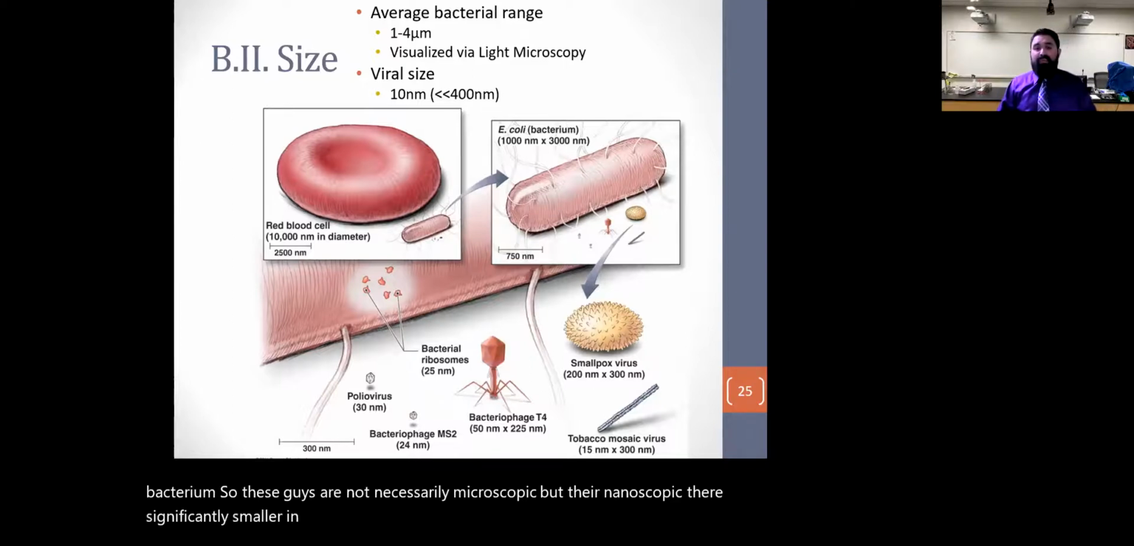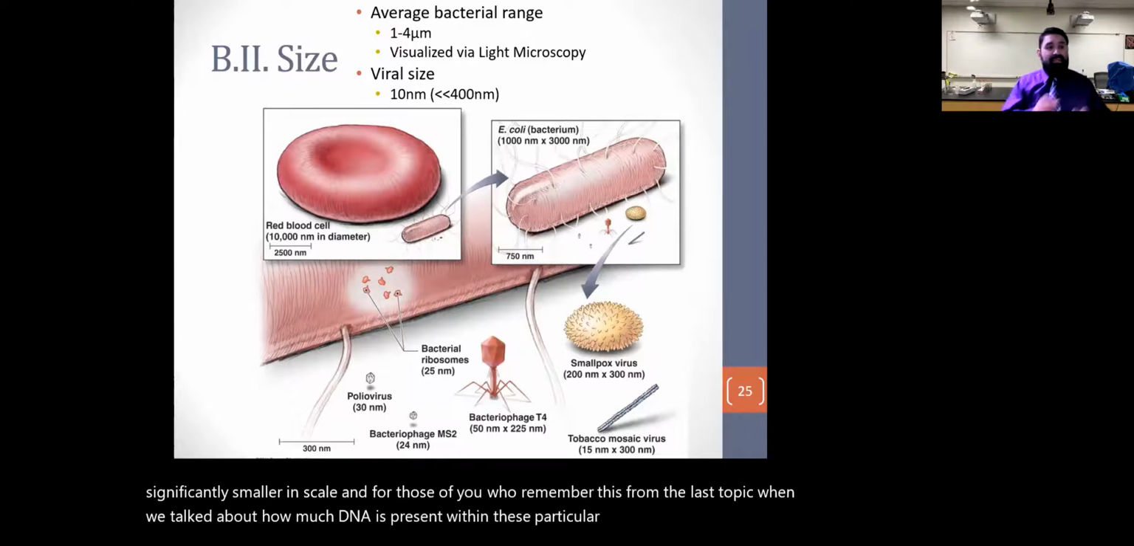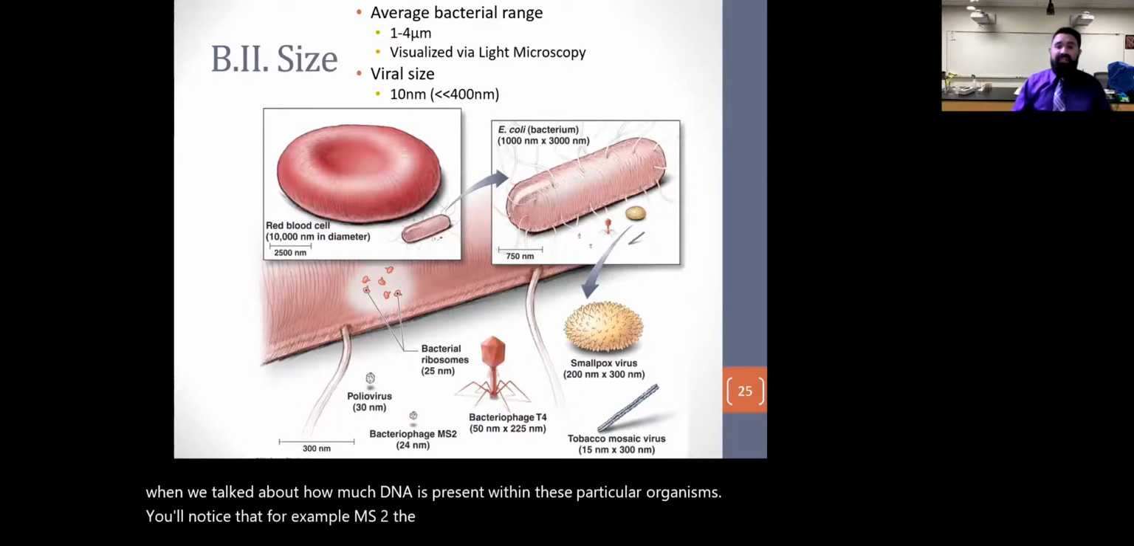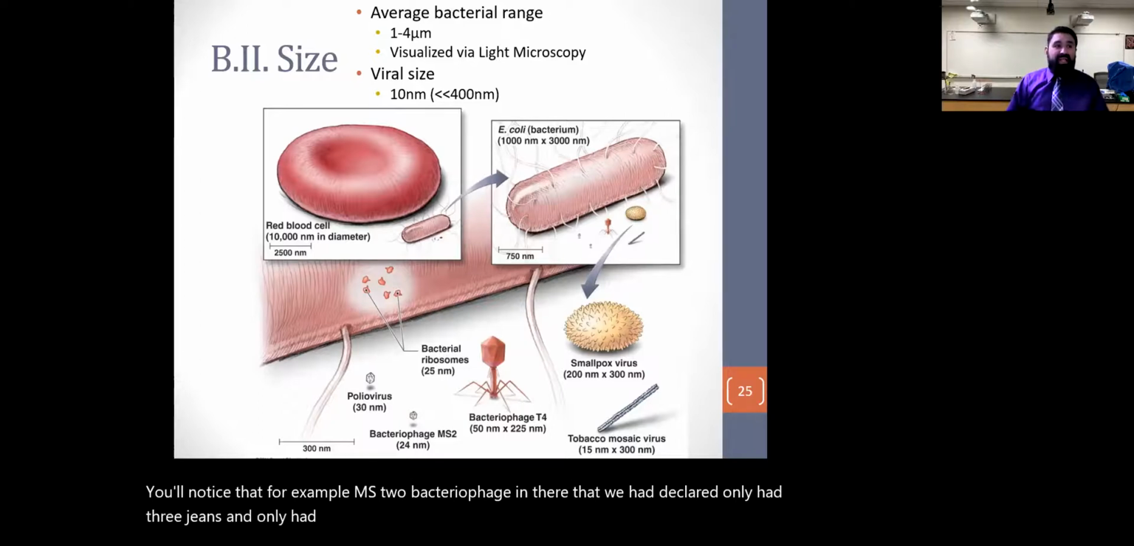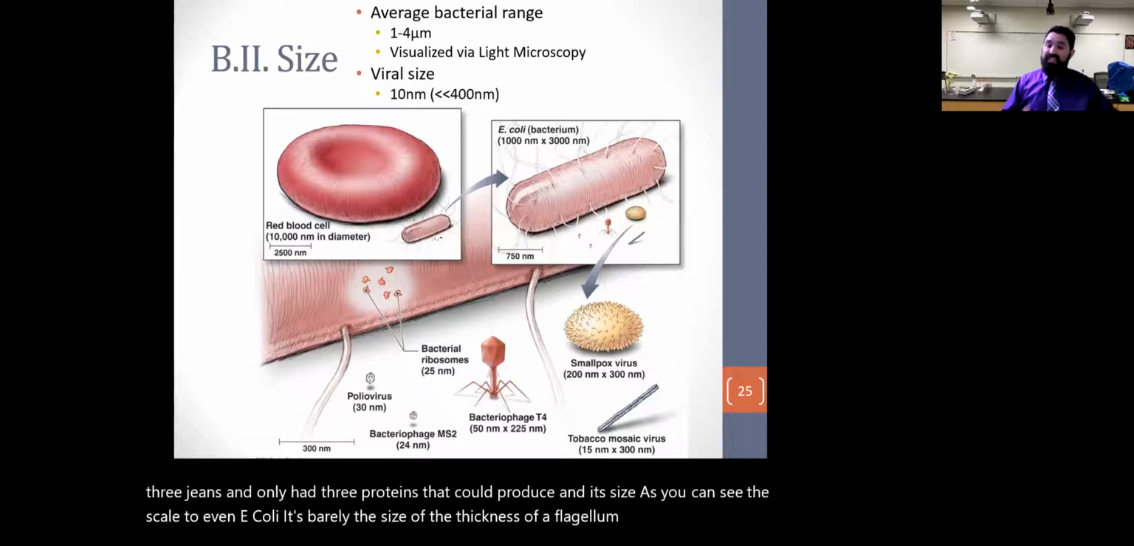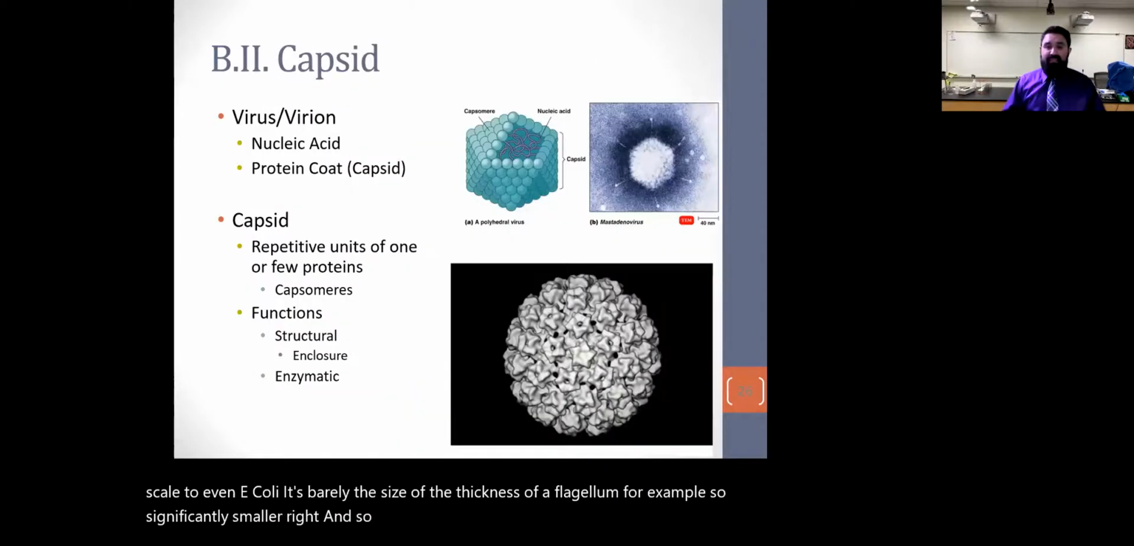And for those of you who remember this from the last topic, when we talked about how much DNA is present within these particular organisms, you'll notice that, for example, MS2, the bacteriophage that we had declared, only had 3 genes. It only had 3 proteins that it could produce. And its size, as you can see from the scale to even E. coli, is barely the thickness of a flagellum, for example. So significantly smaller, right? And from that size, the protein coat gets certain different shapes, some really cool arrangements.